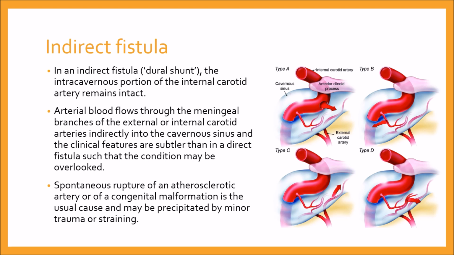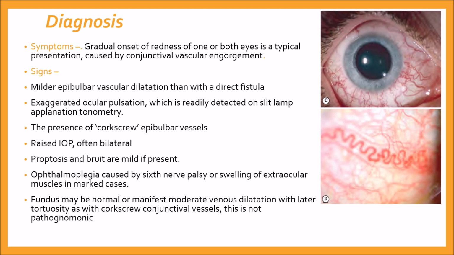Spontaneous rupture of an atherosclerotic artery or a congenital malformation is the usual cause and may be precipitated by a minor trauma or straining. Connective tissue and collagen vascular disorders can be associated. Signs and symptoms are the basis of diagnosis. Symptoms include gradual onset of redness in one or both eyes, which is the typical presentation and is caused by conjunctival vascular engorgement.